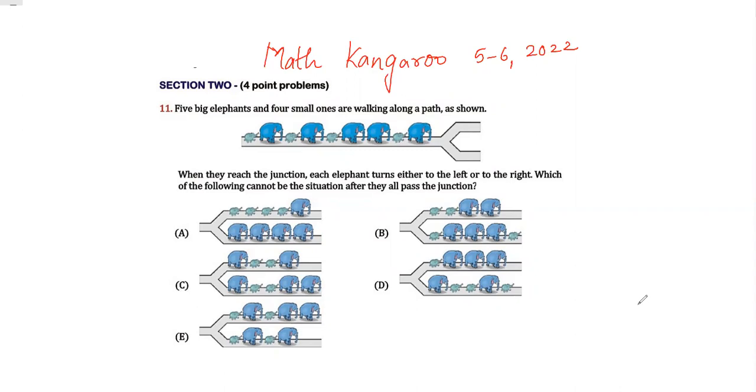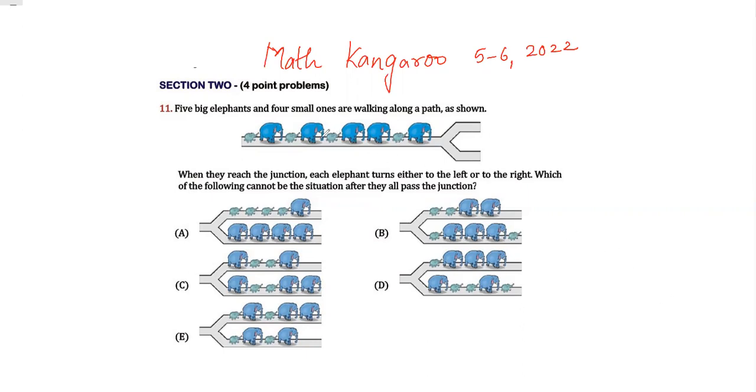Now let's start with question number 11. Let's read it. 5 big elephants and 4 small ones are walking along a path as shown. When they reach the junction, each elephant turns either to the left or to the right. Which of the following cannot be the situation after they all pass the junction?